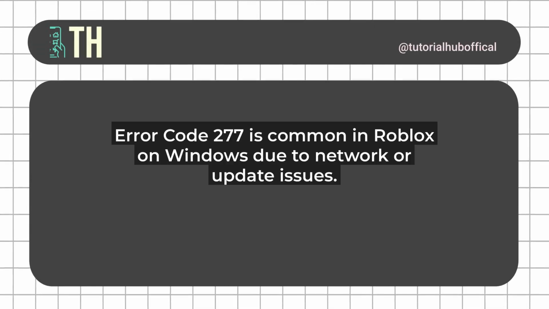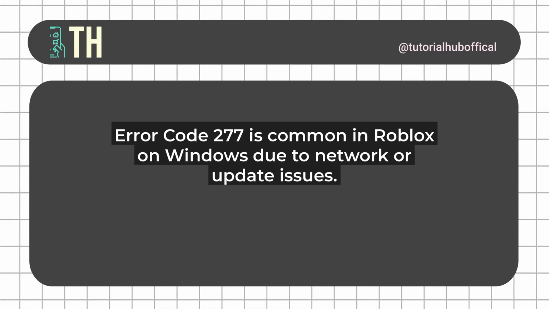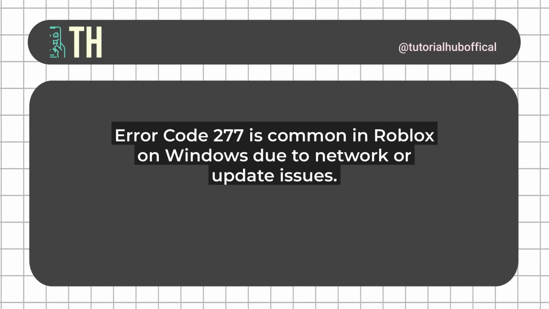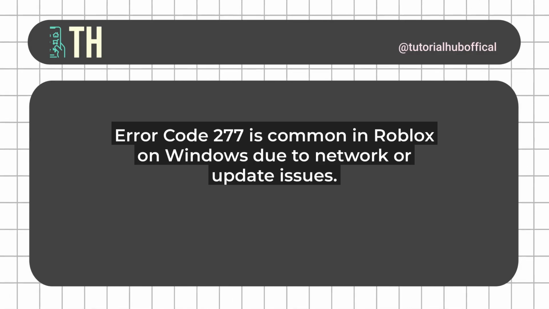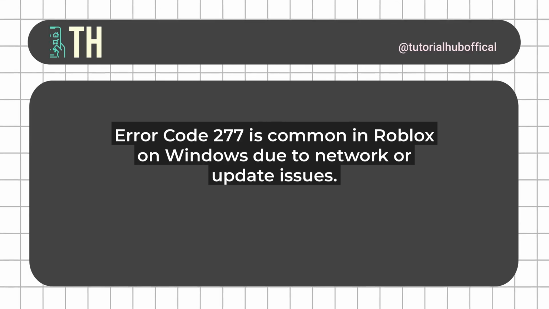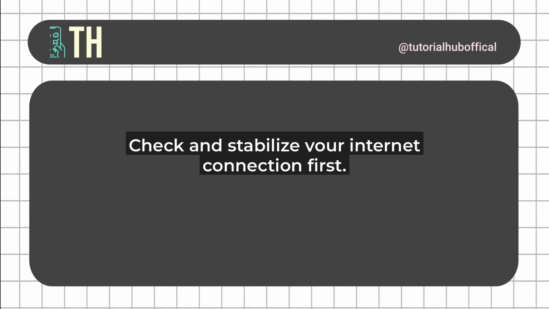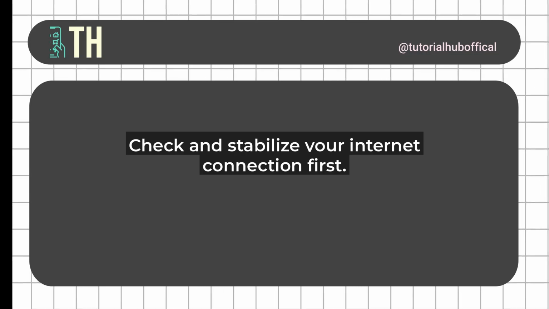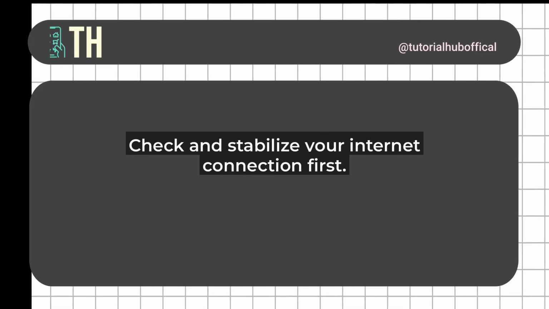Hey Roblox fans! If you're here, you're probably pulling your hair out over error code 277 on Windows, especially with the 2025 updates making things tricky. Don't worry. I'm here to guide you through a simple, step-by-step fix that could get you back into your favorite games in no time. This error often pops up due to network issues, outdated software, or firewall blocks, but we'll tackle it head-on. First things first, let's start with the basics.